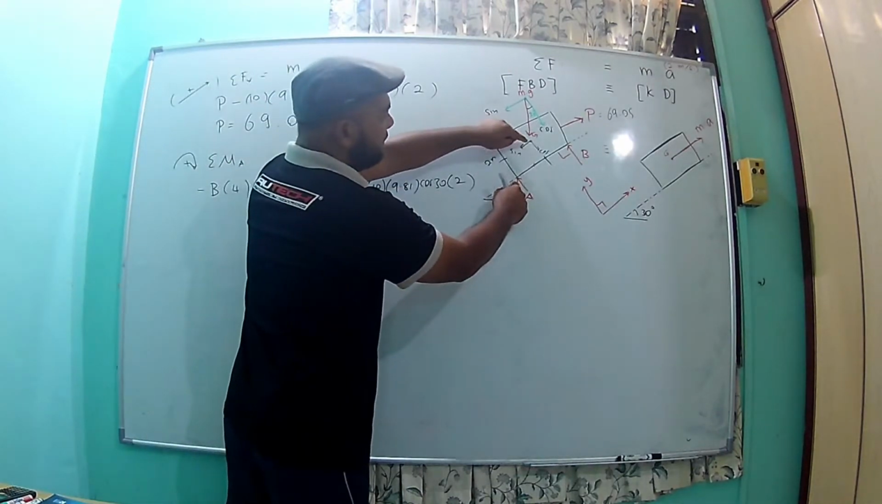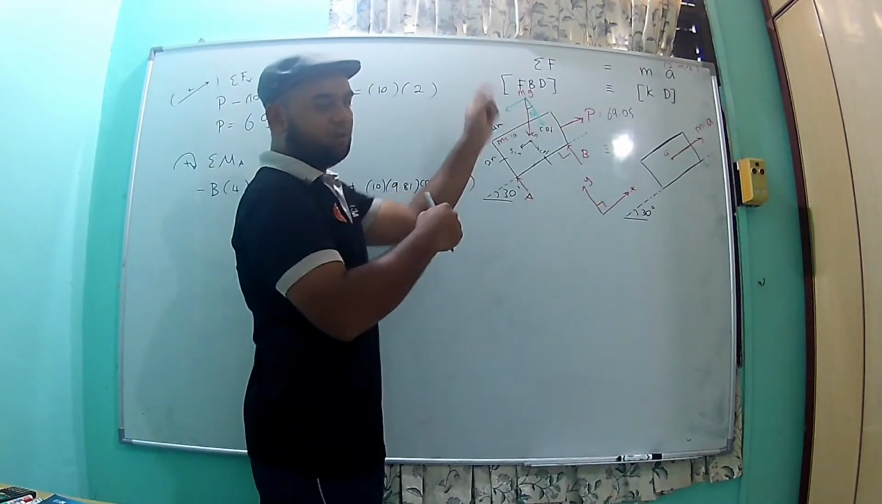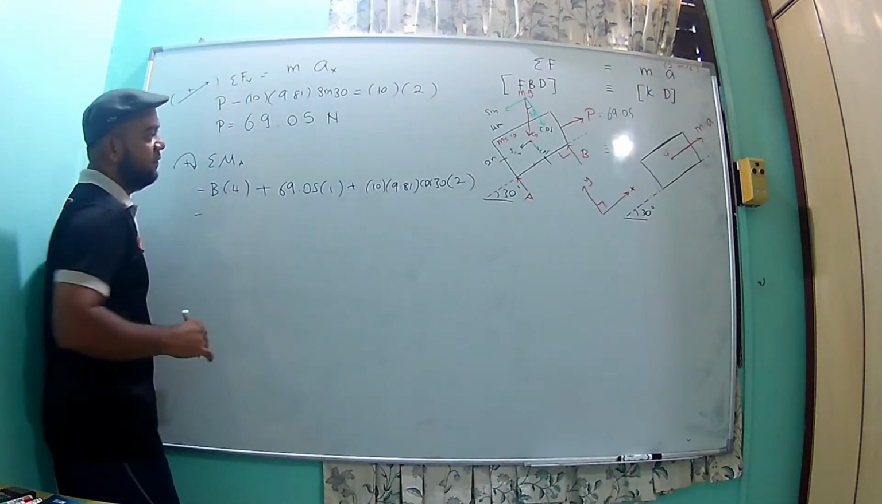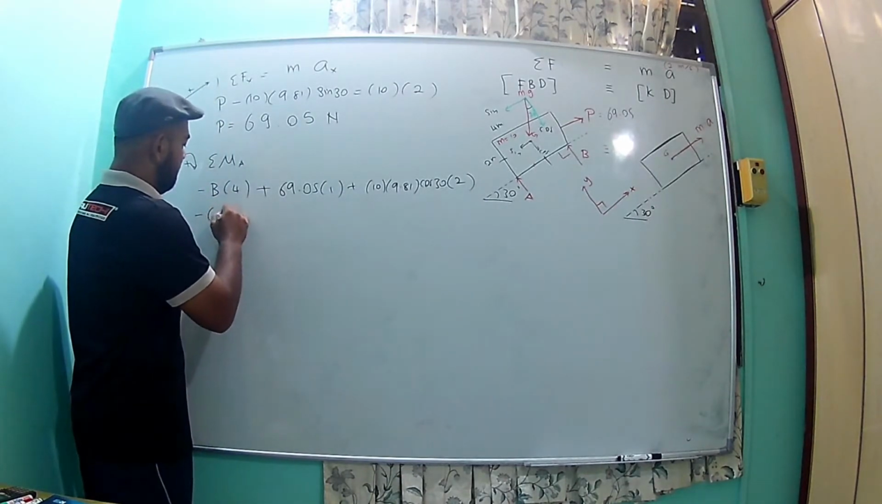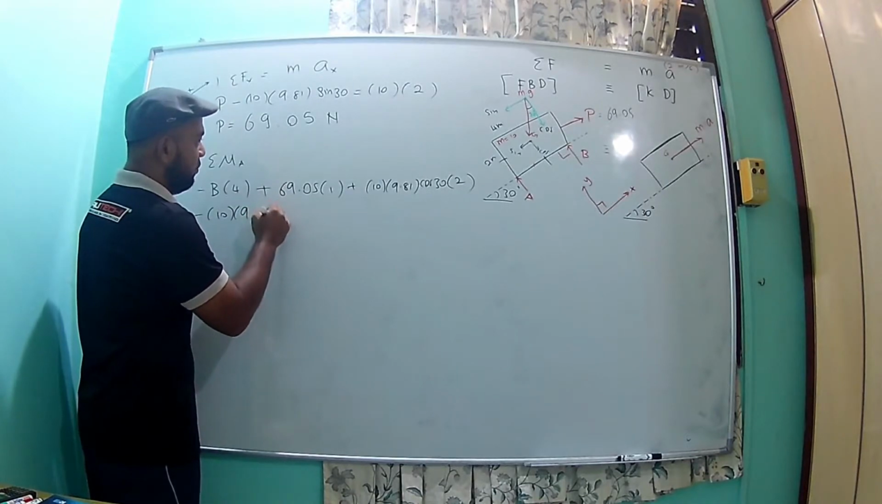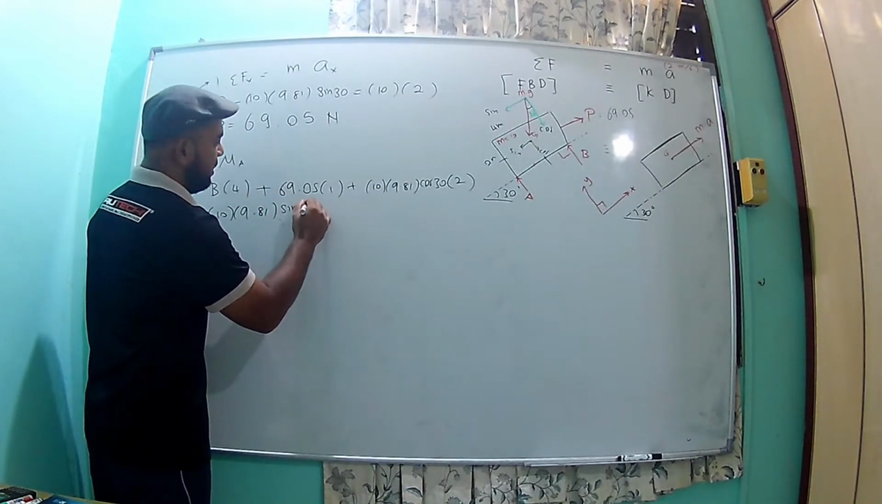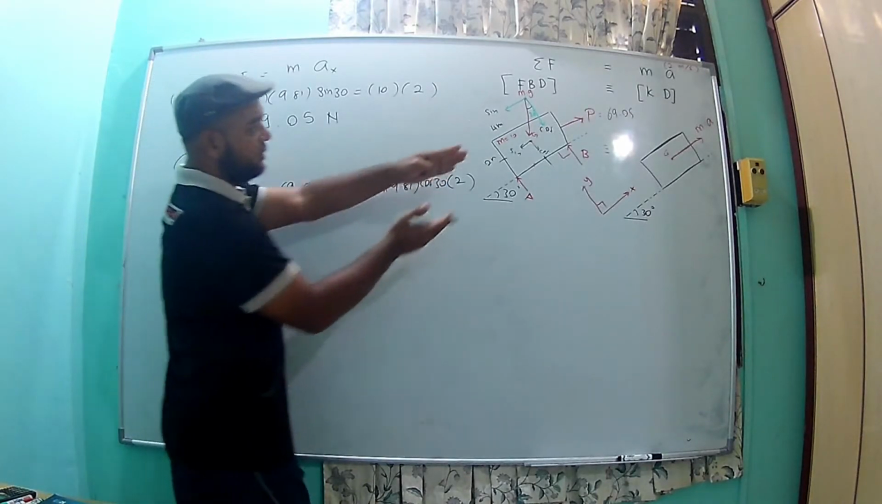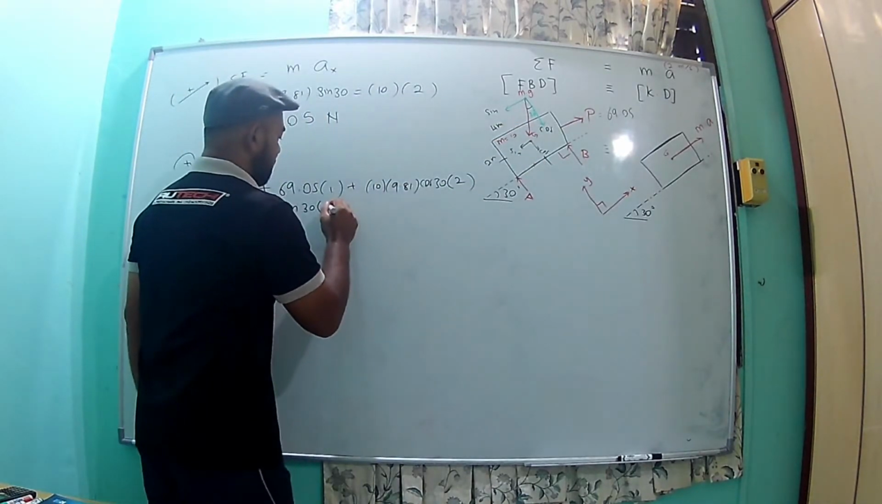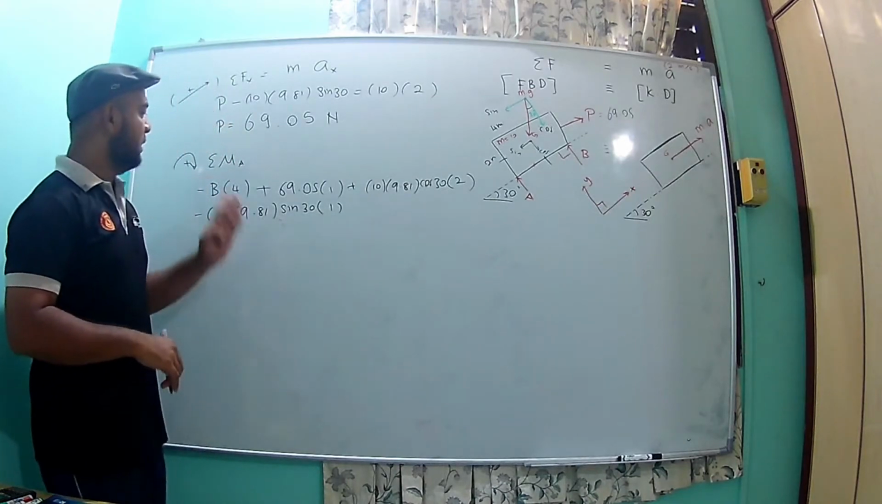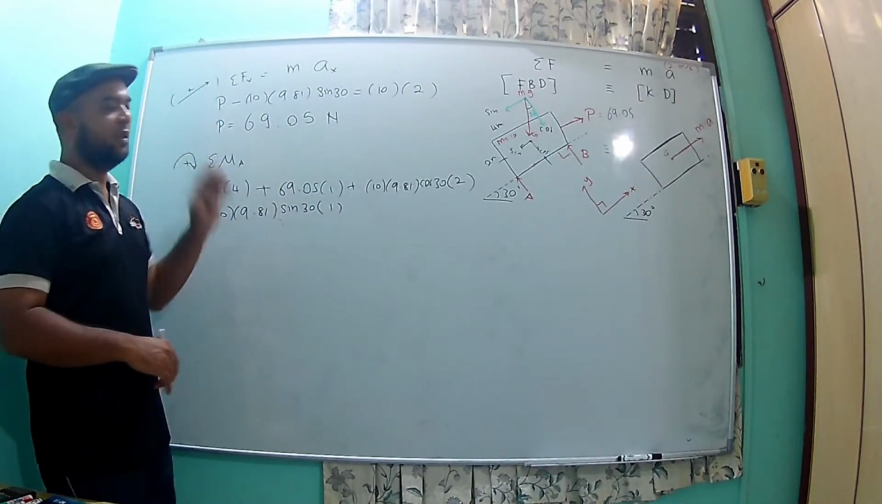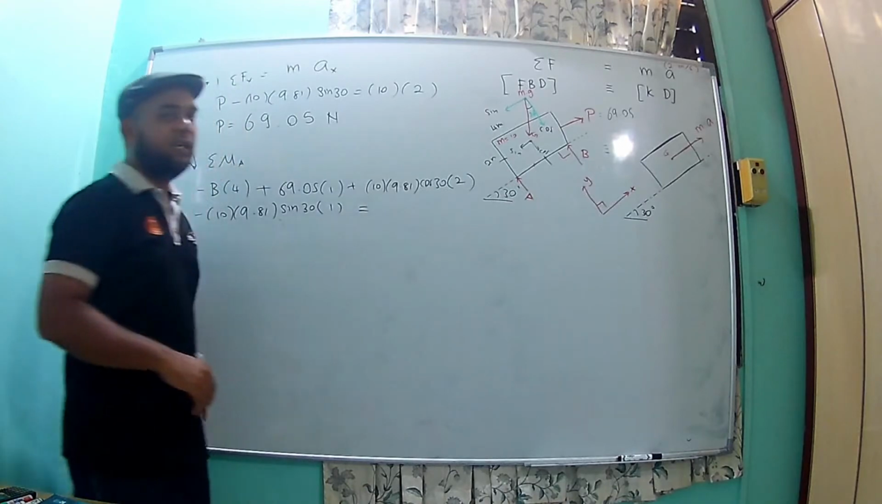cos 30, and the distance will be here as 4, so you should have 2. Pin at here, pull this direction, so we go counterclockwise. So the last one is negative 10, 9.81 sine 30, and the distance is, this is 2, so we have 1. Okay, so this is from the free body diagram. We go to the kinetic diagram.